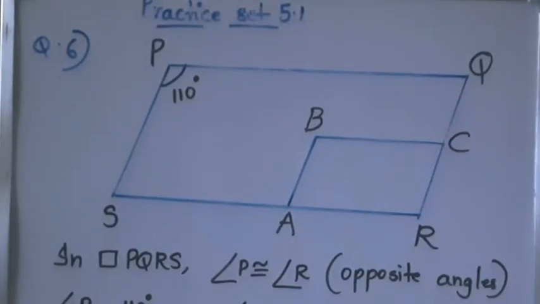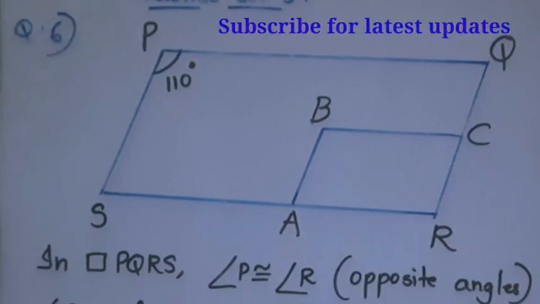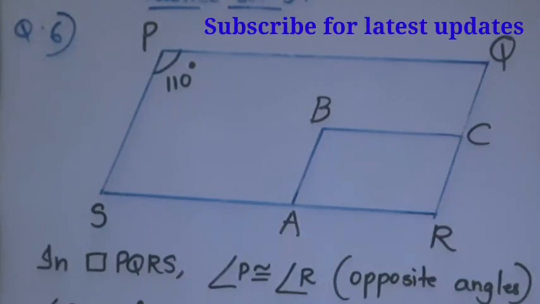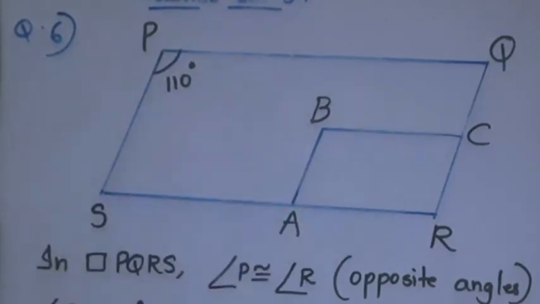Practice at 5.1, question number 6. In this question they have given this figure. Here we have two parallelograms PQRS and ABCR. Now the question is, we have to find the measures of all angles of parallelogram ABCR. Only the angle they have given is angle P, which is equal to 110 degree.